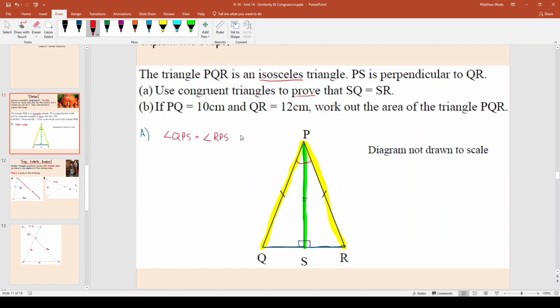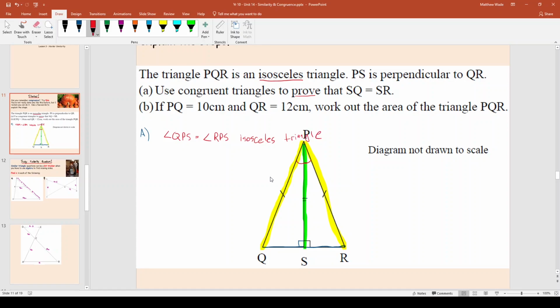And why? Because of isosceles. I sat on Sam's cat. Everyone laughed except Sam. Yep, got it. And isosceles triangles, that's why. So it's an isosceles triangle, that's why.